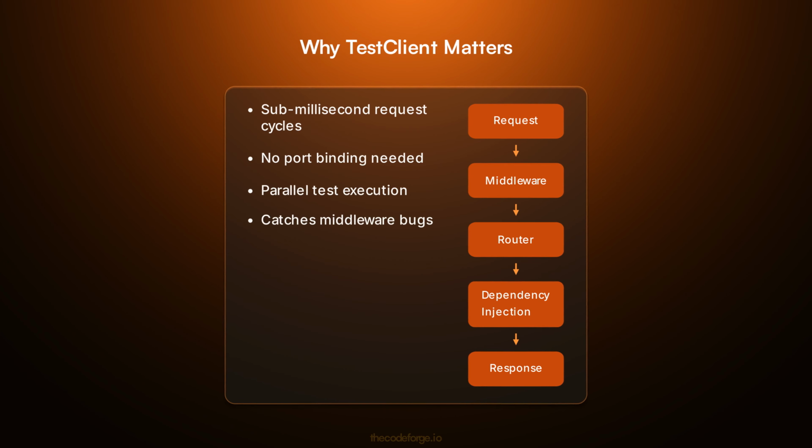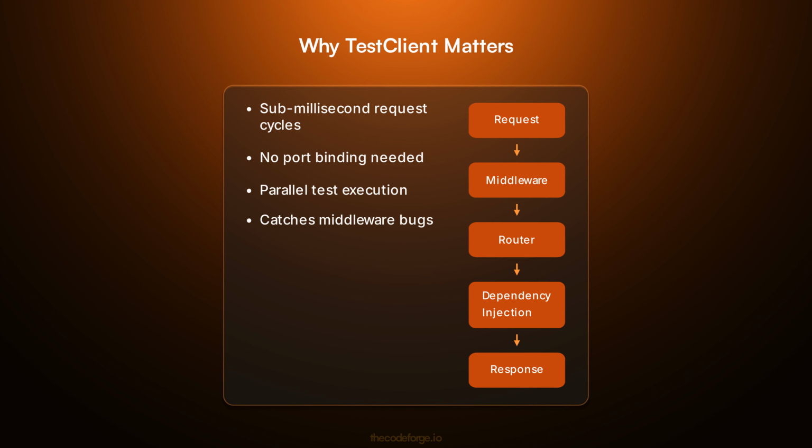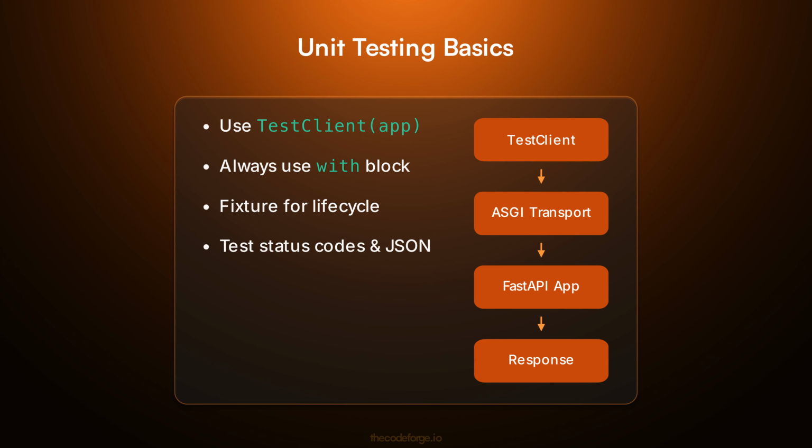TestClient works by constructing a raw ASGI scope from your request parameters and feeding it directly into your FastAPI application's ASGI handler. Dependency injection, middleware, exception handlers, and even background tasks execute exactly as they would in production. The TestClient allows you to make standard HTTP calls and receive a full response object. Most tutorials show TestClient(app) as a one-liner, but in production you'll want a fixture that manages the client's lifecycle.